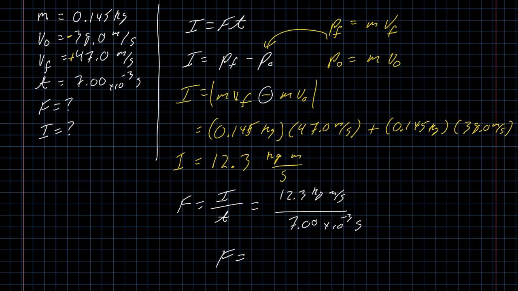But I end up with 1,760 rounding to 3 significant digits. And my units here are kilogram meter per second divided by second, which is kilogram meter per second squared, which is exactly what I expect from a Newton, the unit that we usually use for force.